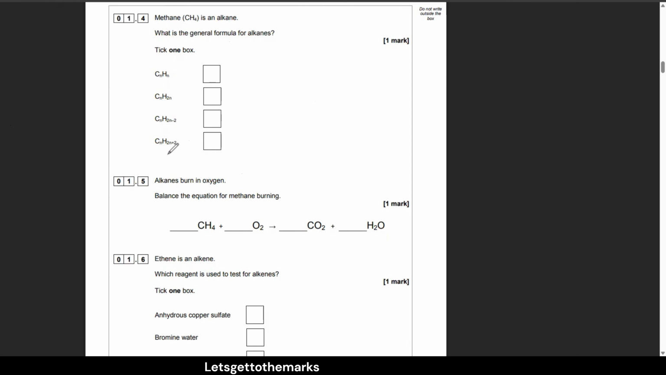So the correct answer, guys, is CnH2n plus 2. Now, what does this mean? This means if C is 1, like it is in methane, then to find out the number of H's, you go 2 times 1 plus 2, and you get 4.